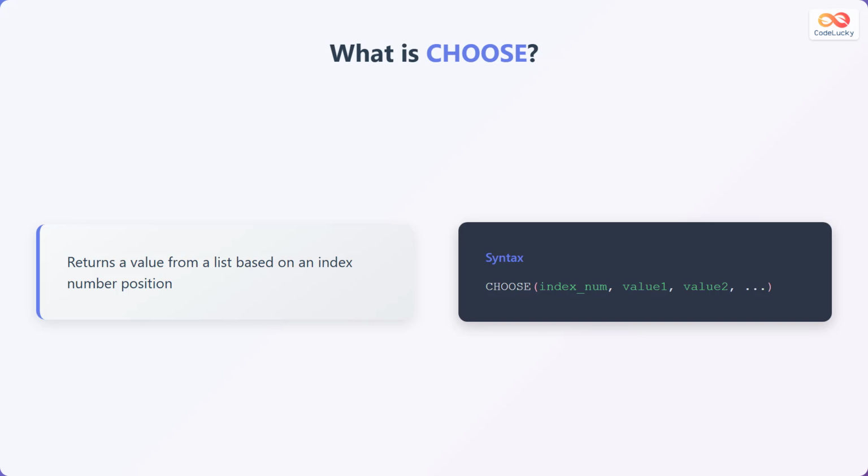So, what exactly is the CHOOSE function? It is a function that returns a value from a list of up to 254 values based on an index number that you specify. The syntax of the CHOOSE function is as follows: CHOOSE(index_num, value1, value2, and so on, up to value254). The index number determines which value from the list will be returned.